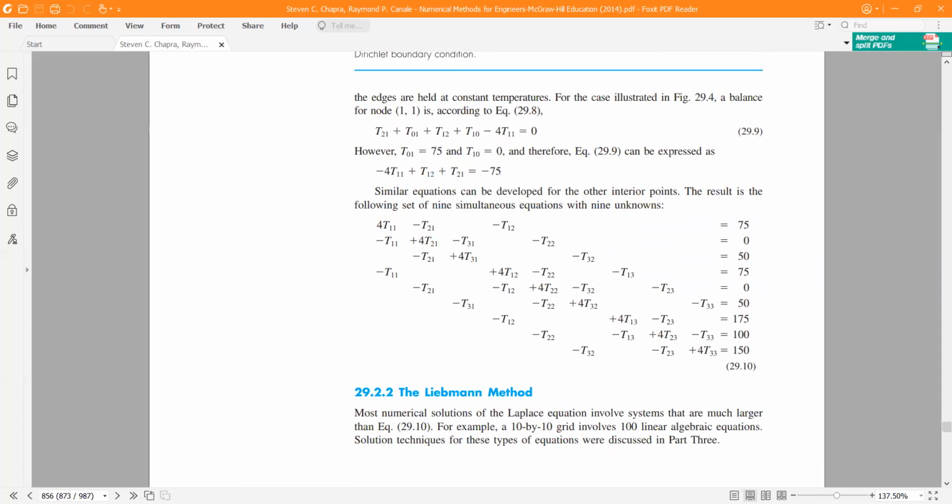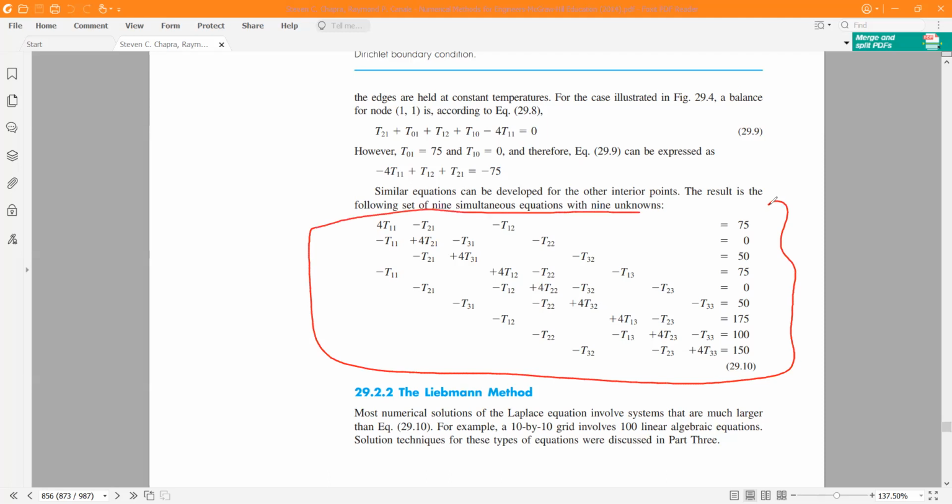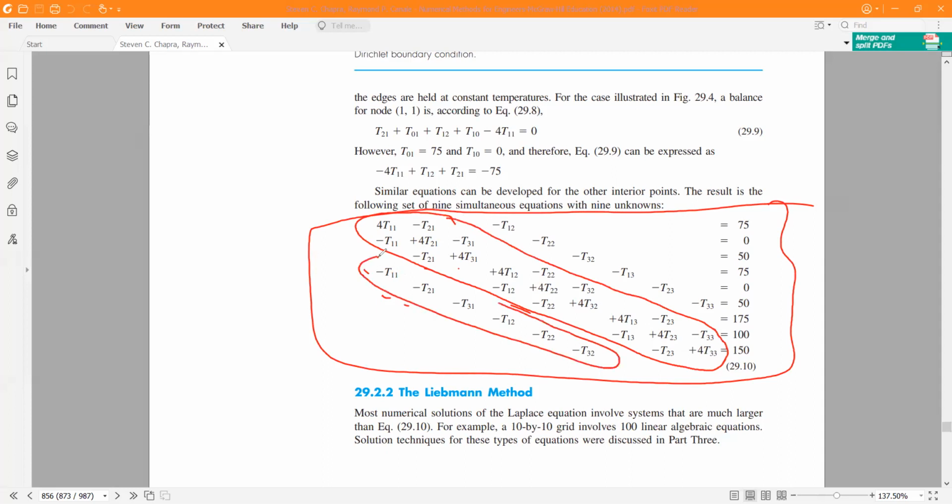So for example, this problem had how many nodes? 9 interior nodes here. As a result, 9 simultaneous equations are there, and these equations are put into this form. The entries that are blank are actually zeros. Can you imagine or visualize the shape of your matrix? Is it not a banded matrix that we discussed in the earlier chapter when we solved simultaneous equations? Is it not a banded matrix?